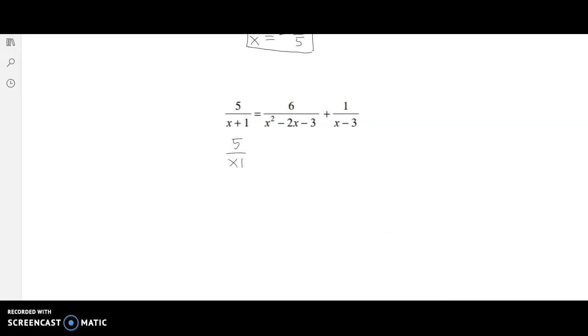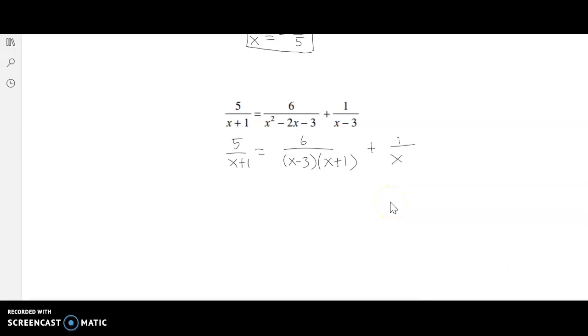So 5 over x plus 1 stays the same. And then 6. So I need two numbers that multiply to give me negative 3 and add to give me negative 2. So that's going to be x minus 3 times x plus 1. So this is equivalent to this. And then we have the last term is going to stay the same.